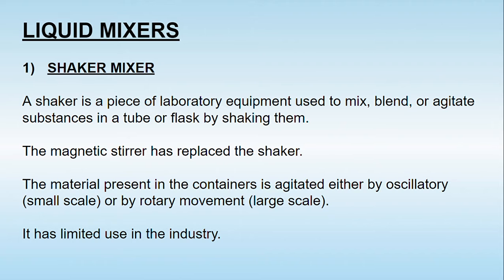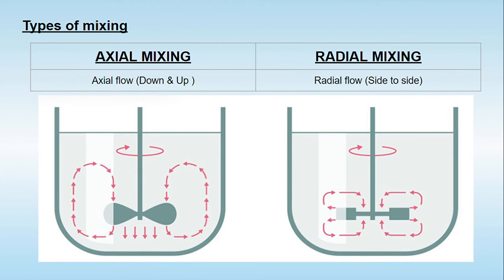Because of shaking, the uniformity of the mixture which we obtain in the end product depends upon a number of things. So shaker mixers are nowadays very rarely used, or have limited use in the pharmaceutical industry. I can only say the rotary flask shakers, in which more than one flask, let's say 10 to 20 flasks, are shaken together, have some use in the pharmaceutical industry.